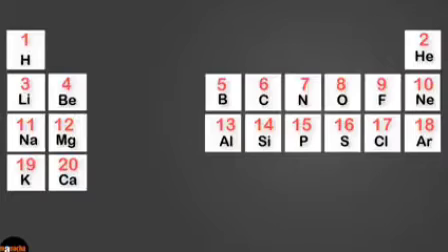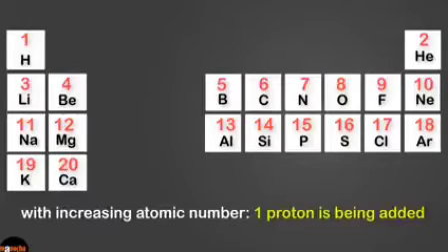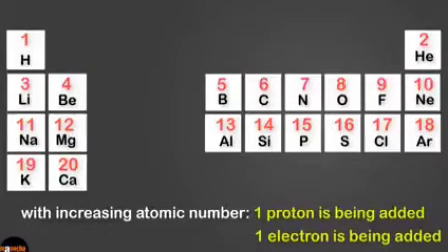With every element that you fill in here, the atomic number is increasing by 1. So what does that mean? 1 extra proton is being added in the nucleus. Now how is the electron number changing? What do you think? That's right. The electrons are also increasing by 1. Because remember, an atom is neutral. It has an equal number of protons and electrons. And note, we are not concerned about the number of neutrons right now.